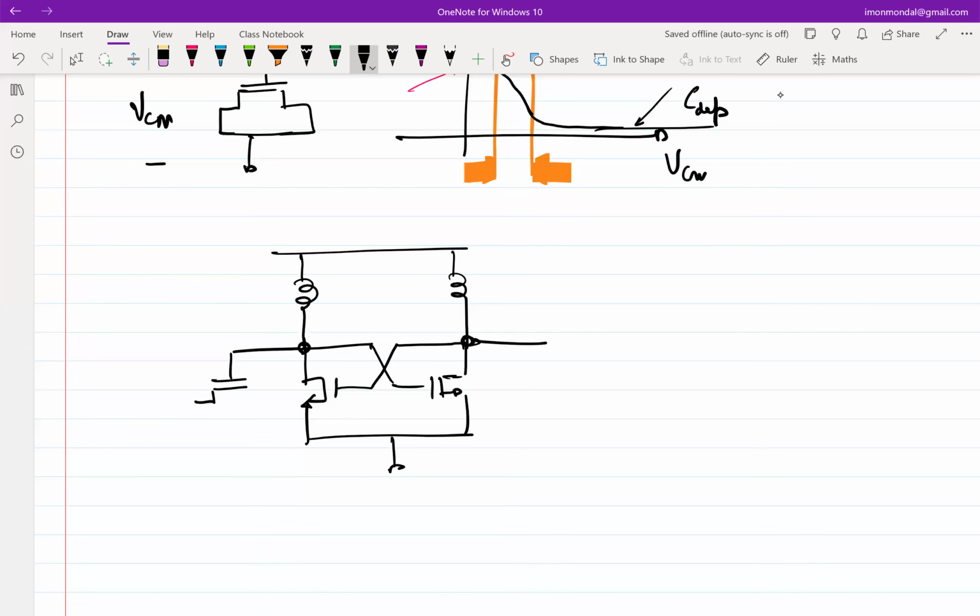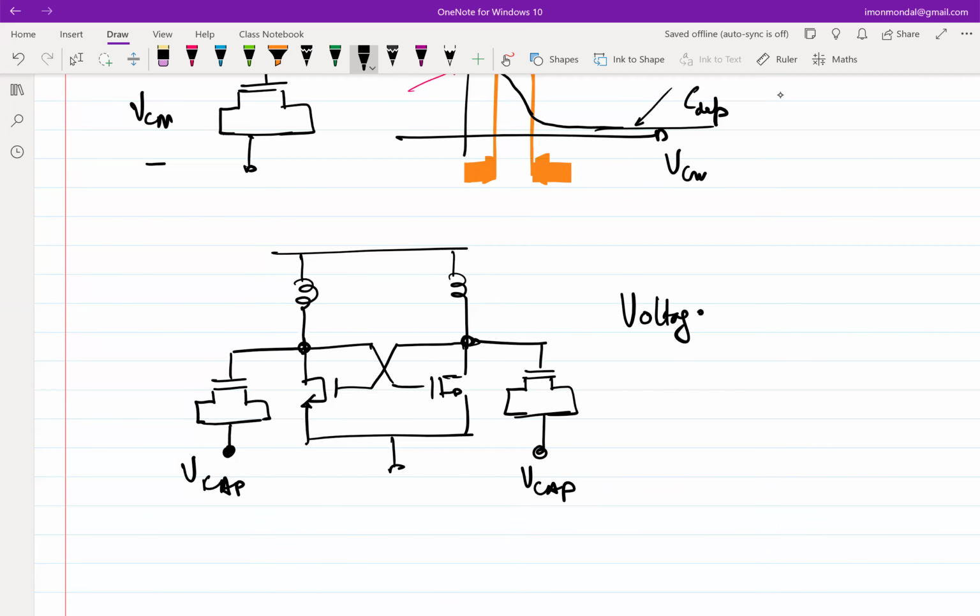Put the MOSFET here. And maybe you control this node with some VB. I have used VB somewhere, so I'll just use VCAP, let's say. Okay. So I change VCAP, I'll be able to change the frequency of oscillation. So that's why now it is a voltage control oscillator, right? So I should say this is a voltage control frequency control.